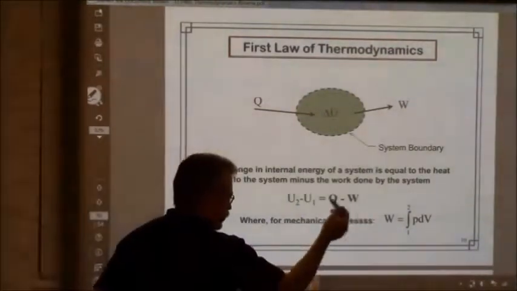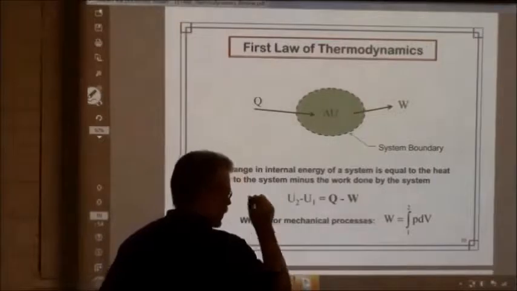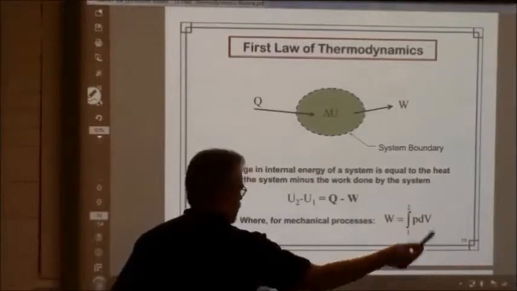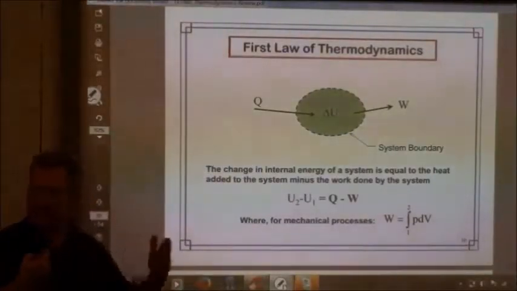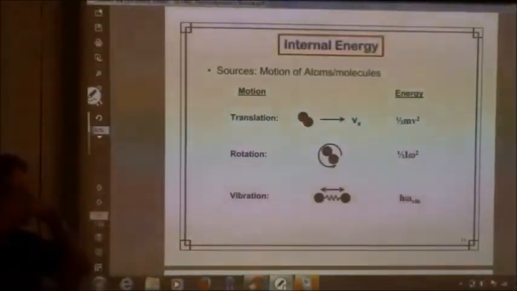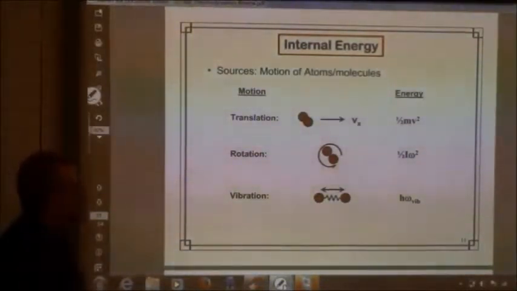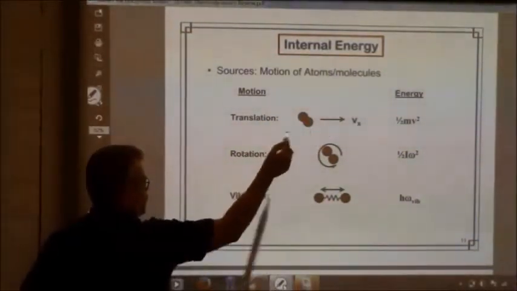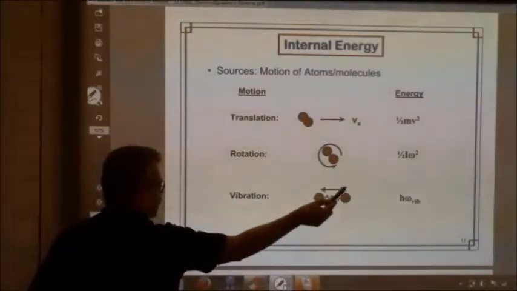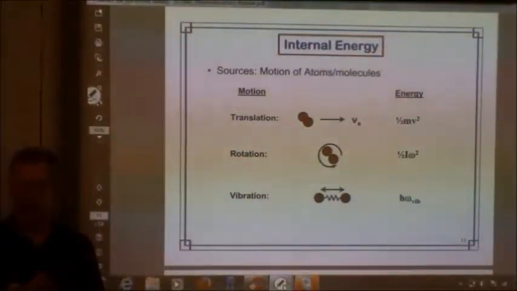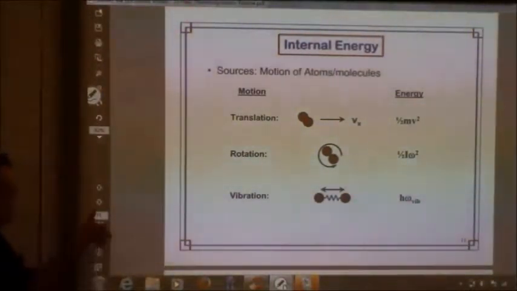Now, for mechanical processes, you can treat the work as force times distance, or you can write it as the integral of the pressure times a differential change in volume. The idea of an expanding cylinder against a piston creates work. Where does internal energy come from? It comes from the motion of atoms and molecules. The motion can be translation, rotation, or vibration. So essentially, internal energy is the kinetic energy of the molecules themselves.